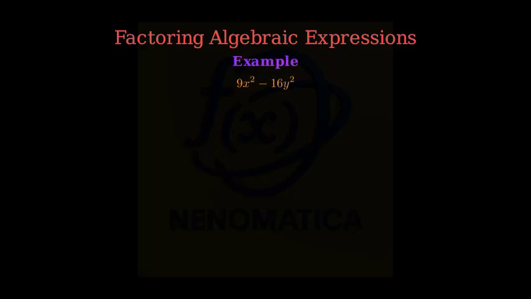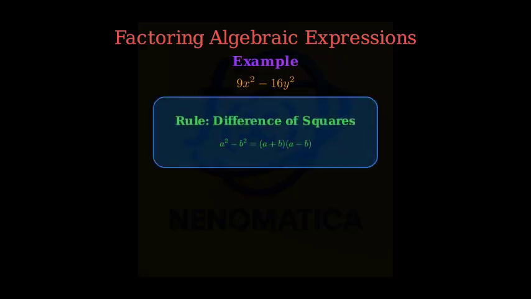First, let's identify what type of expression this is. This is a difference of squares pattern, but with a twist. It's not just x squared minus y squared. Instead, we have 9x squared minus 16y squared. Notice that 9 is 3 squared and 16 is 4 squared. So we can rewrite this as (3x) squared minus (4y) squared.